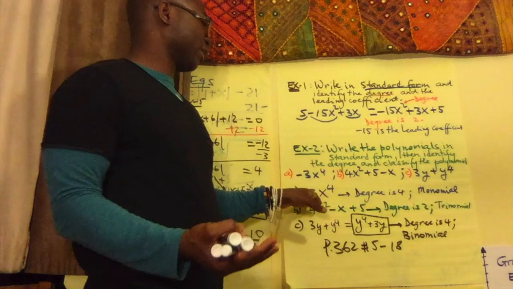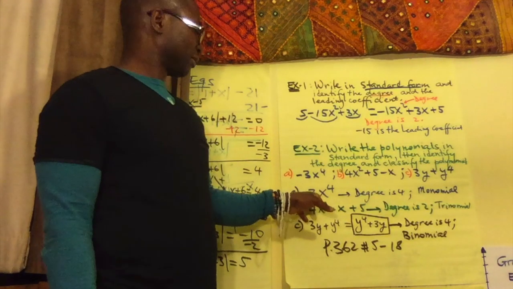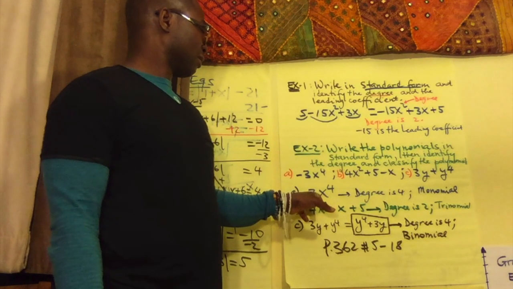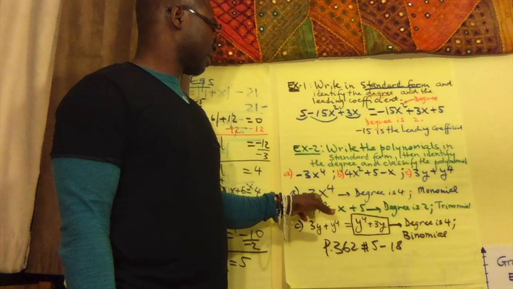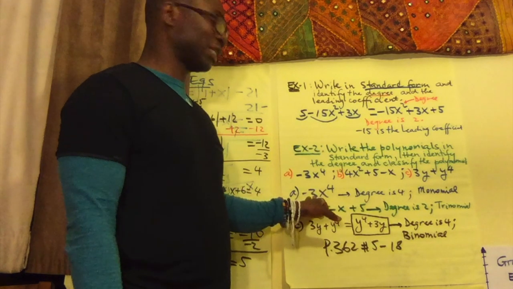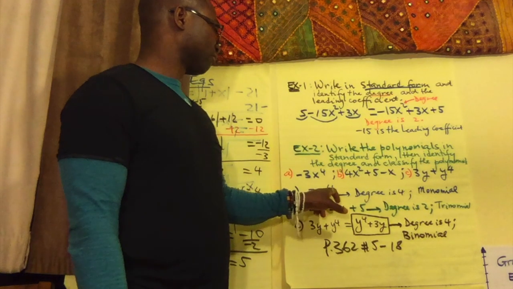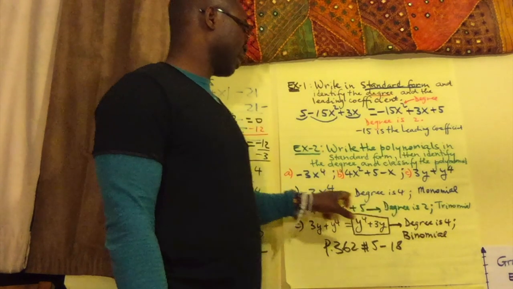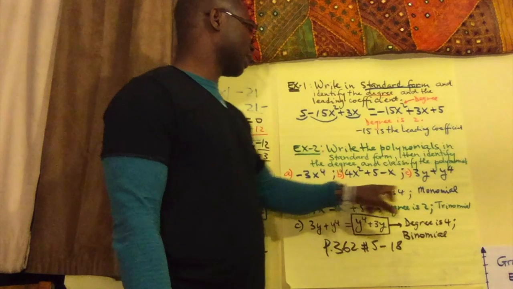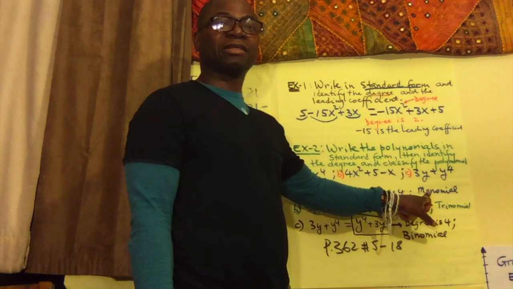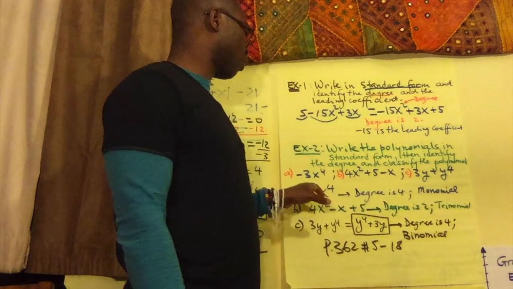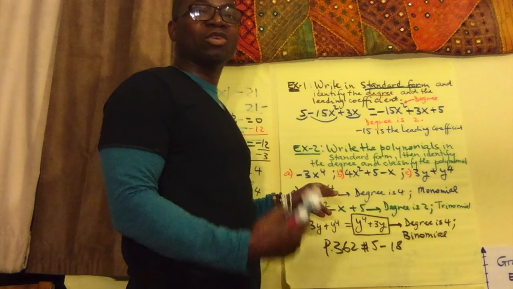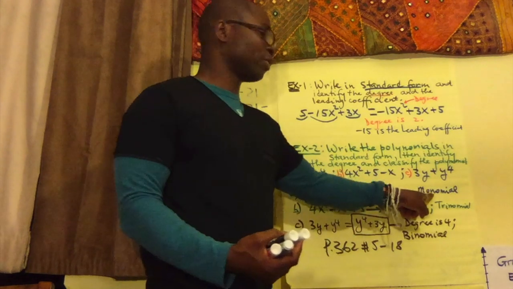What is the degree of this monomial? It's 4. 4 is the degree. It's only one term. That's why it's a monomial. So this polynomial, there's only one term. So it is a monomial.